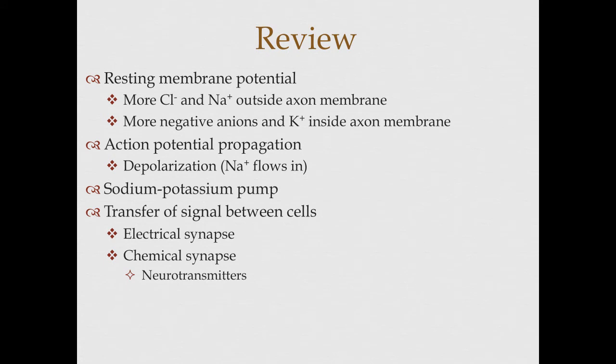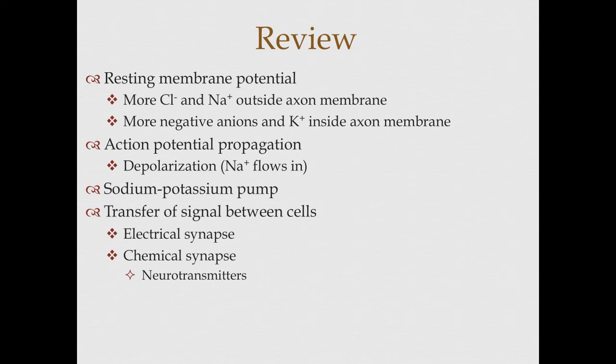How a nerve action potential works is associated with chemical change from a resting membrane potential, in which there's more chlorine and sodium on the outside of the axon, and more negative large anions and potassium on the inside of the axon membrane. So that's the resting membrane potential.